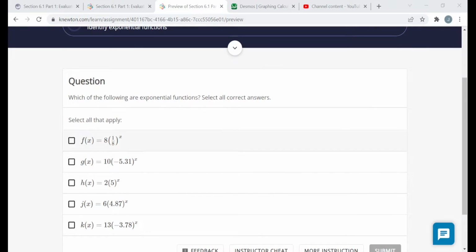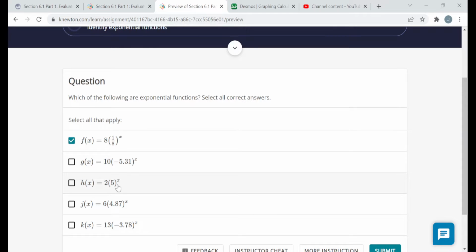All right, so this is 8 times 1/8 to the x. The base is positive. That's good. Here, the negative 5.31 to the x. The base is not positive, so that's not good. Yes, there is a variable in the exponent, I get it, but the base is not positive, and that's a problem. You saw that with that one graph earlier with the base of negative 1/3.